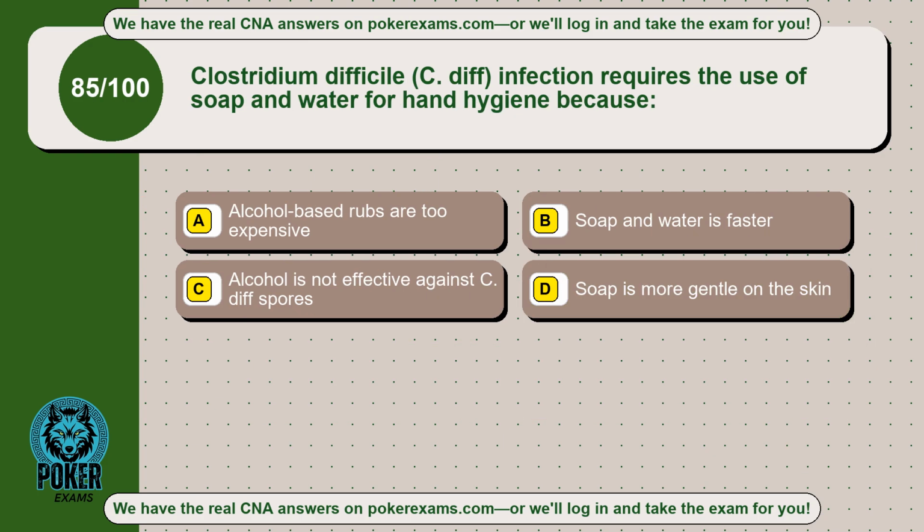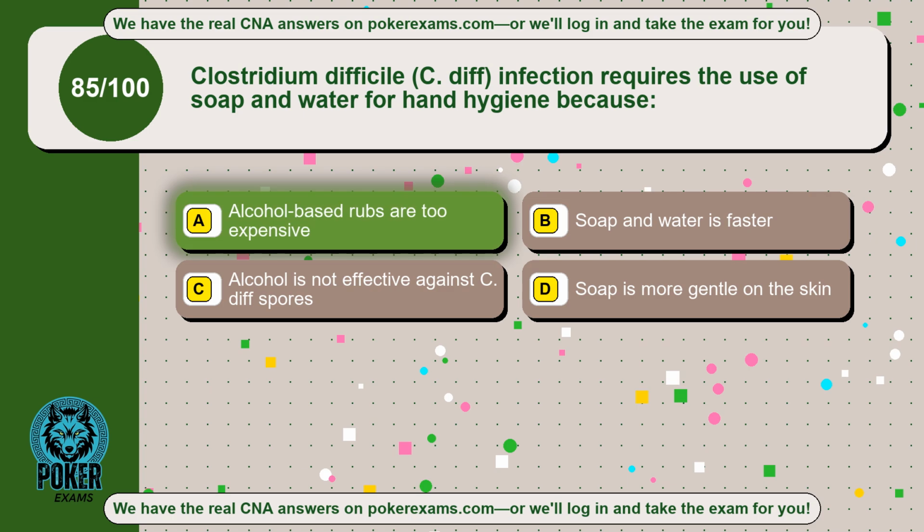Question 85. Clostridium difficile, C. diff, infection requires the use of soap and water for hand hygiene because. Option A, alcohol-based rubs are too expensive. Option B, soap and water is faster. Option C, alcohol is not effective against C. diff spores. Option D, soap is more gentle on the skin.